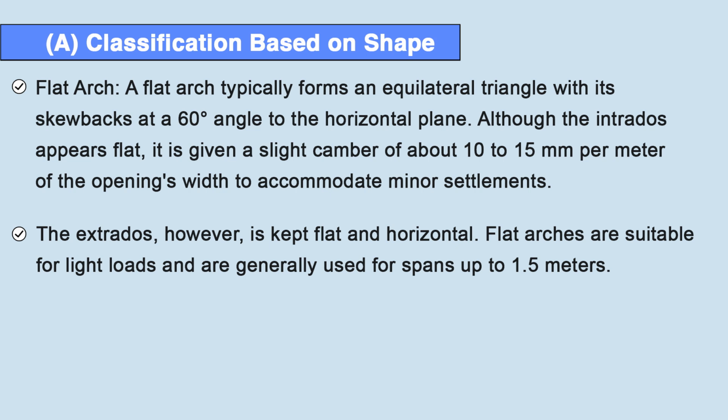First one is flat arch. A flat arch typically forms an equilateral triangle with its skew back at a 60-degree angle to the horizontal plane. Although the intrados appears flat, it is given a slight camber of about 10 to 15 mm per meter of the opening width to accommodate minor settlement. The extrados, however, is kept flat and horizontal. Flat arches are suitable for light loads and are generally used for a span up to 1.5 meters.